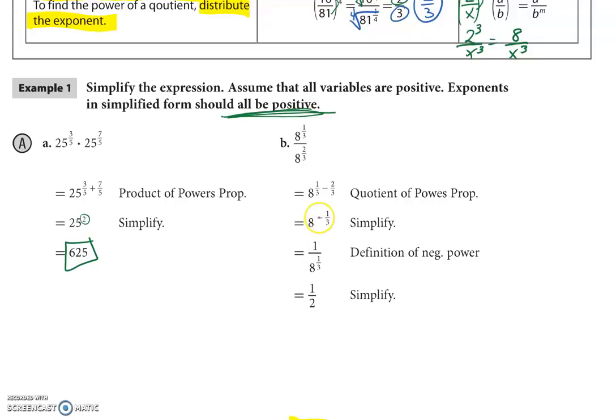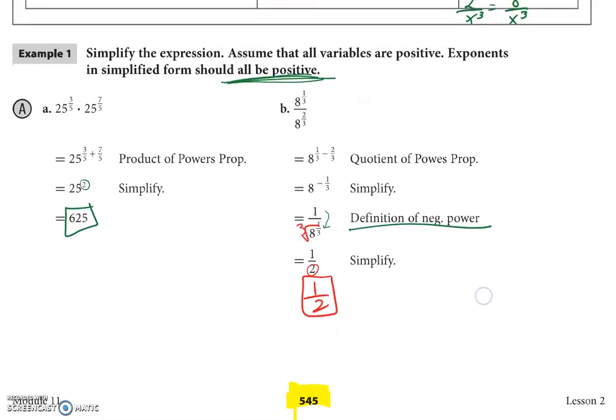So what do we do with a negative exponent? We bring it to the bottom and make it positive, which is the definition of a negative power. And then with a little simplification, we say 8 to the power of 1/3, or the cube root of 8, is 2. So my answer is 1/2.